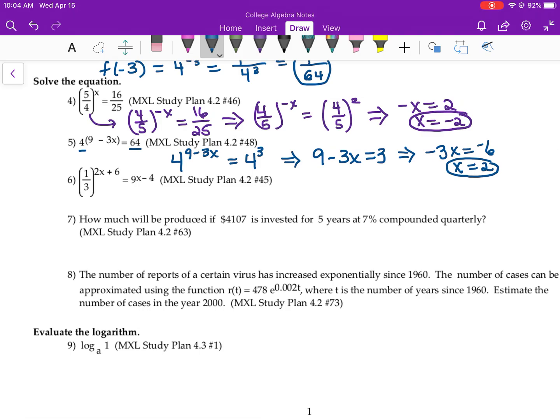Okay, number 6. 1/3 and 9 can both be written with 3's. So what I'm going to do here is switch that to 3 to the negative first. And let me just switch color so it doesn't all run together. And 9 would be 3 squared. Okay, from there I can drop my bases. And then solve for x.